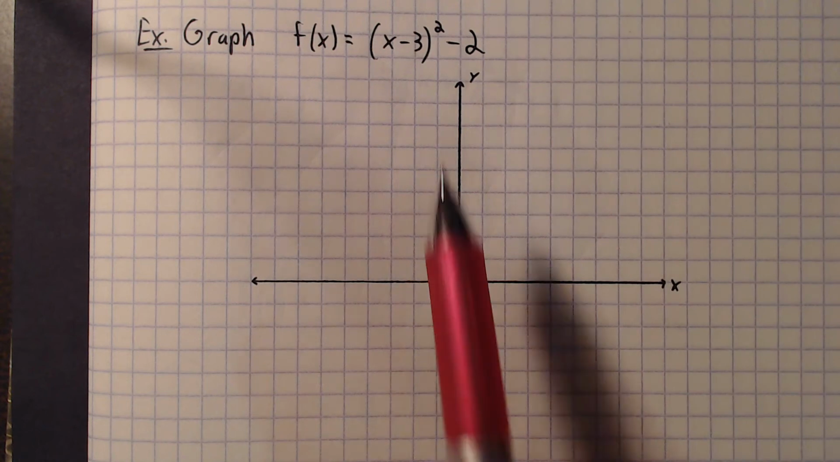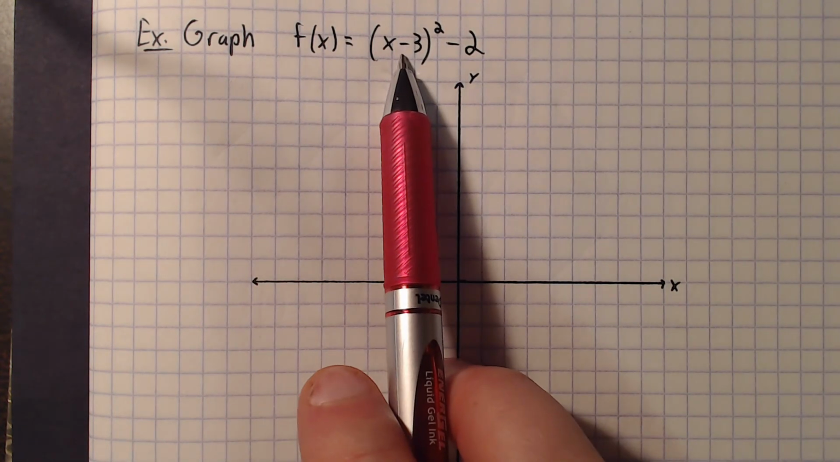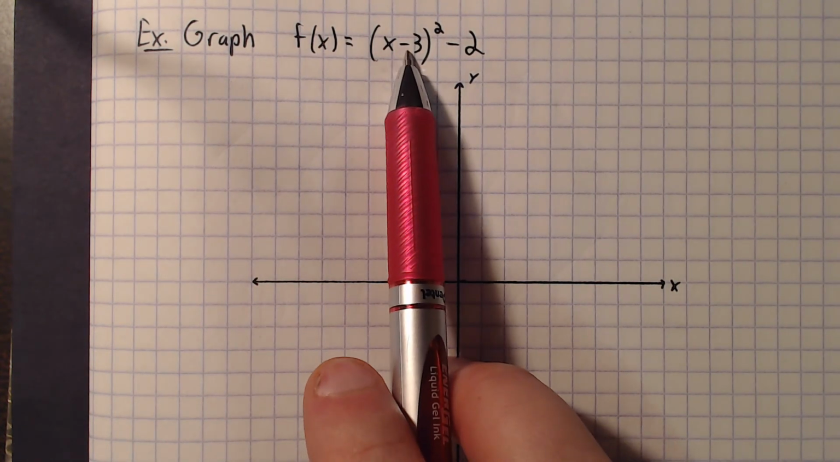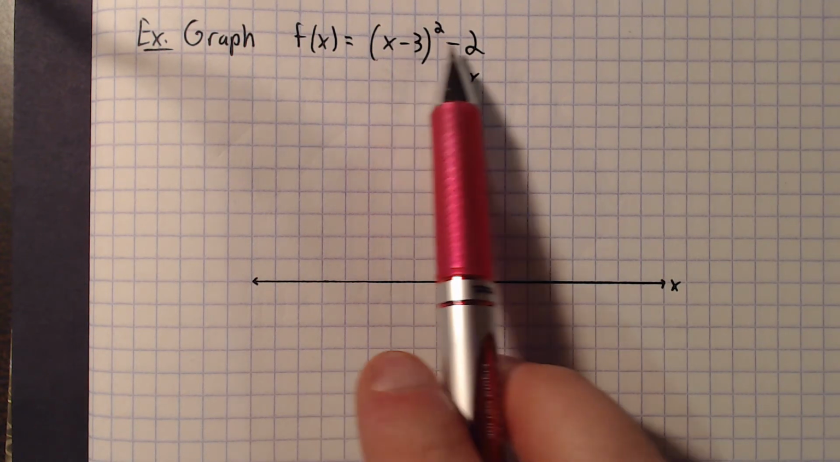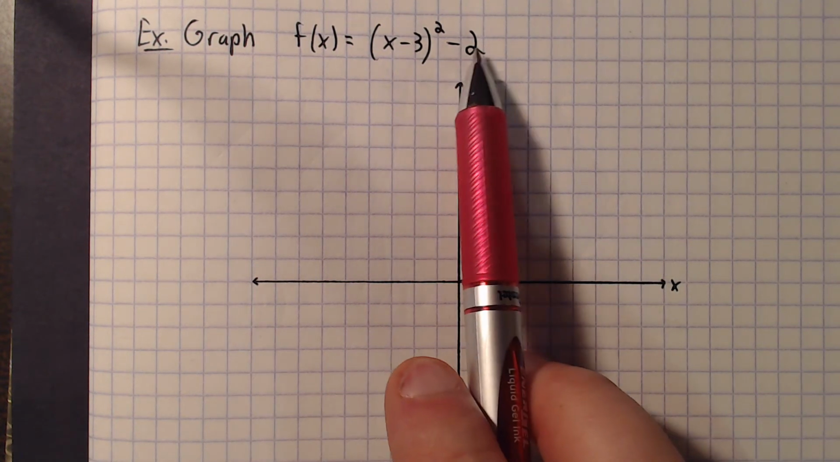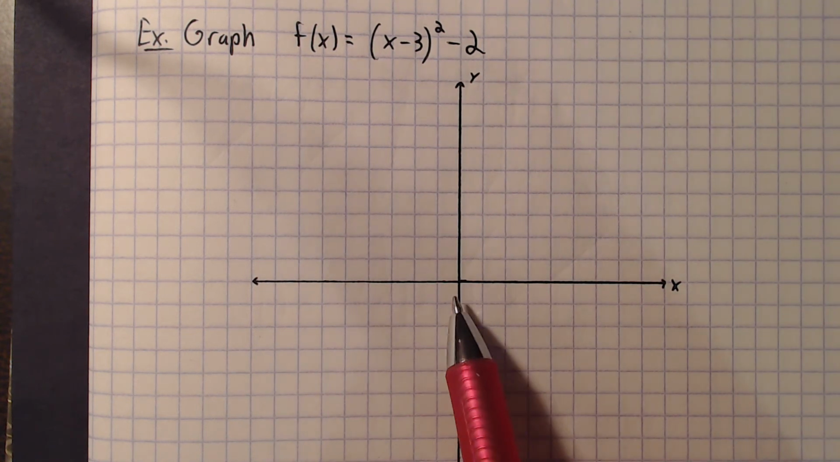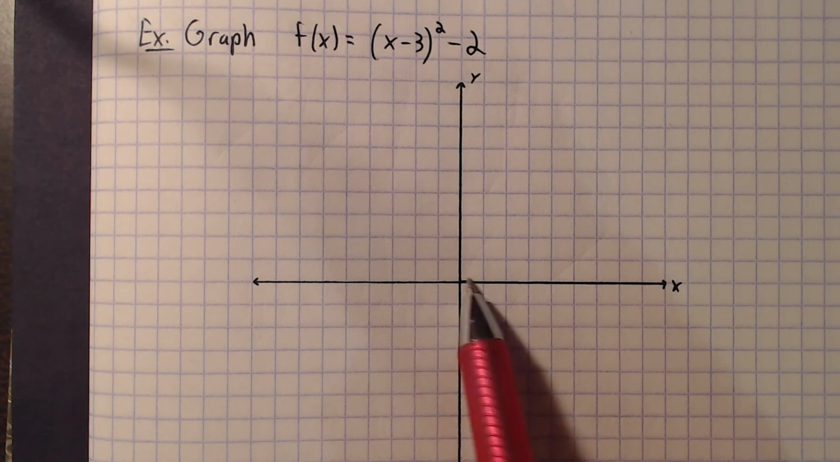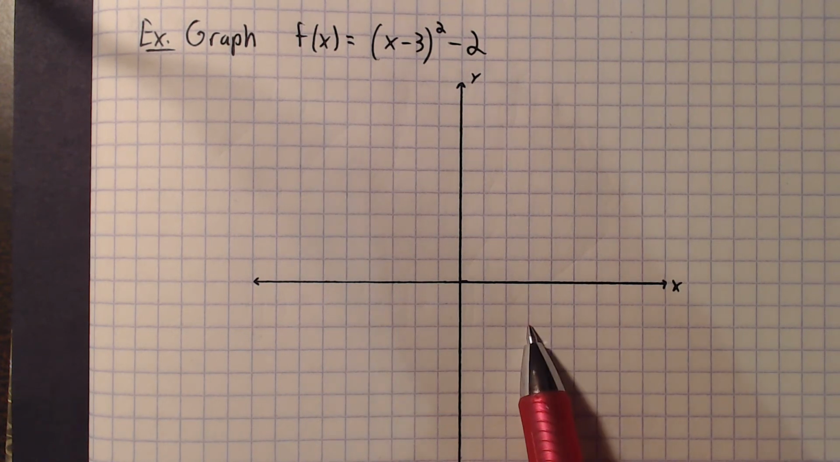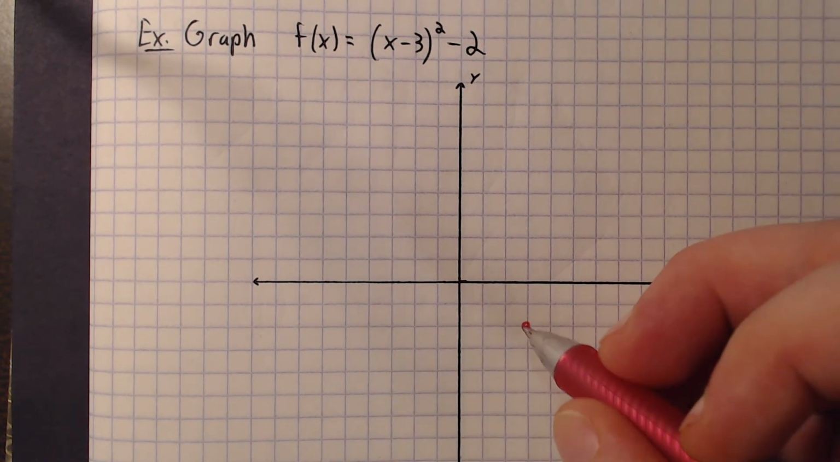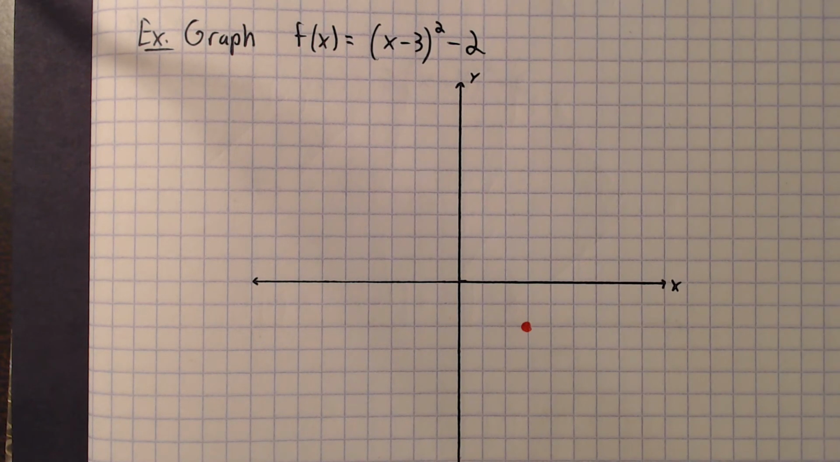However, we are moving it opposite of -3. So we want to move it +3. That's our left-right direction. And then we're going to move it down 2 because of this negative. So our general shape is going to remain the same as a parabola. So we're moving the vertex +3 and then -2. That's where the vertex lives.